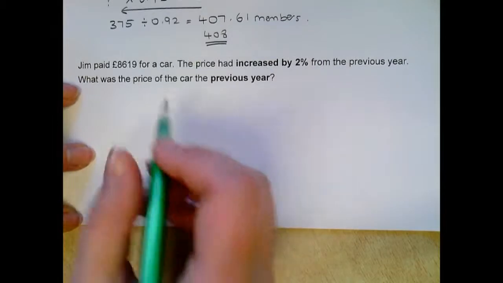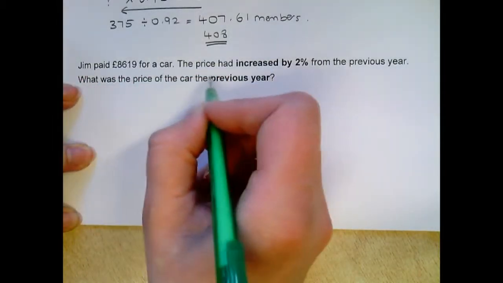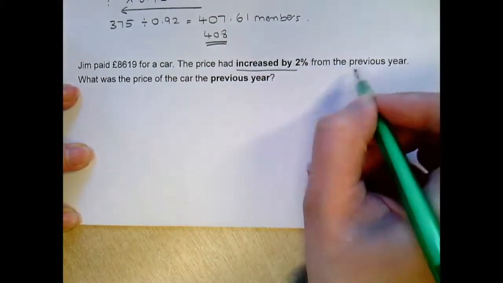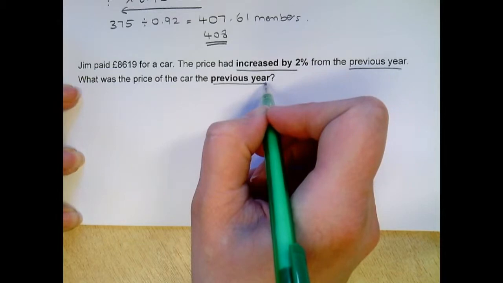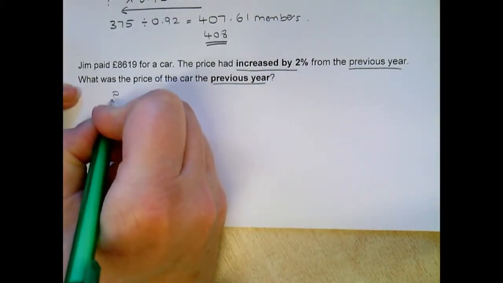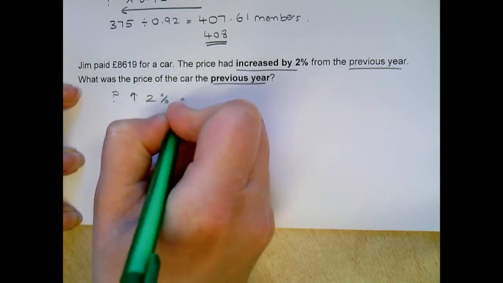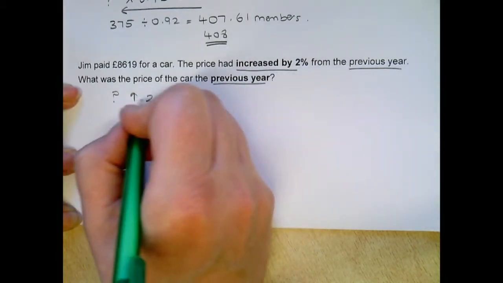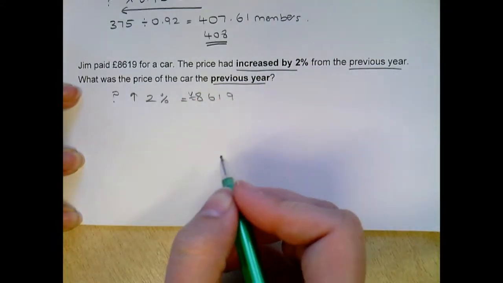The last one then, Jim paid £8,619 for a car. The price had increased by 2% from what it was the previous year. What was the price of the car the previous year? So this is the price of the car at the start. It's been increased by 2%, and we want to know what increased by 2% will get you that £8,619.